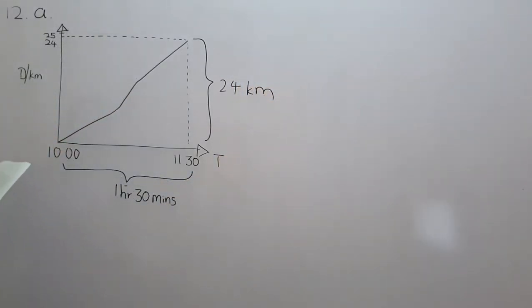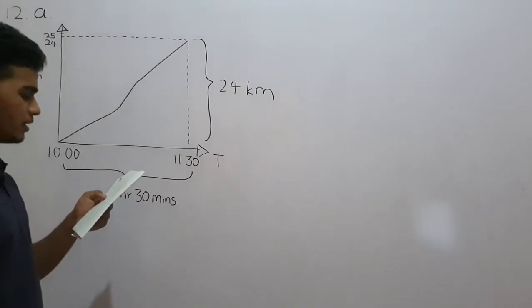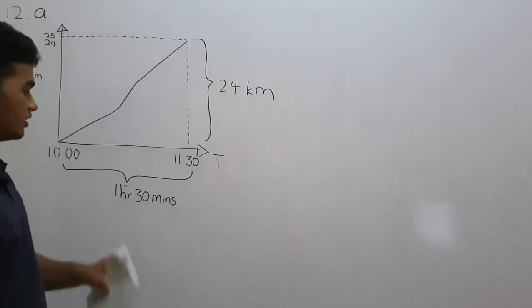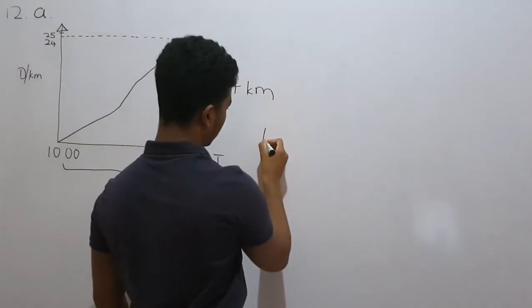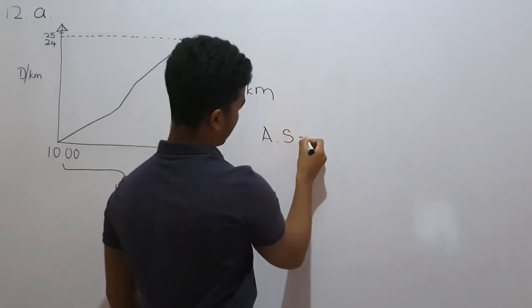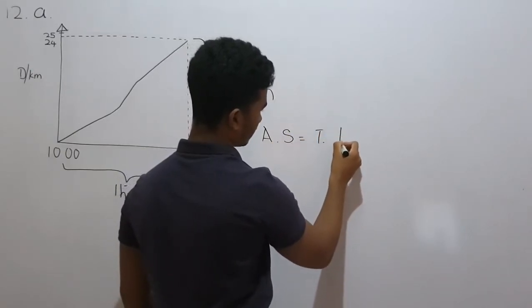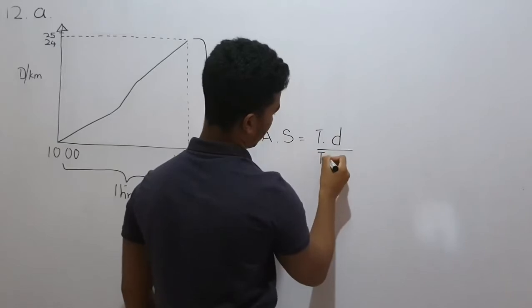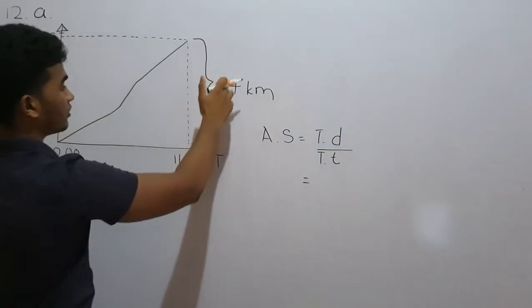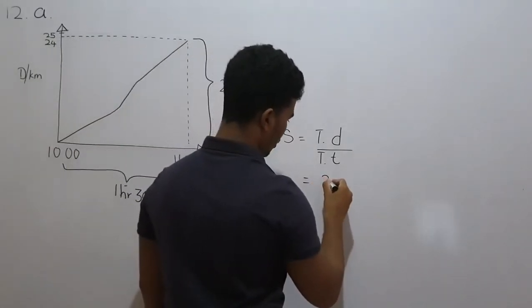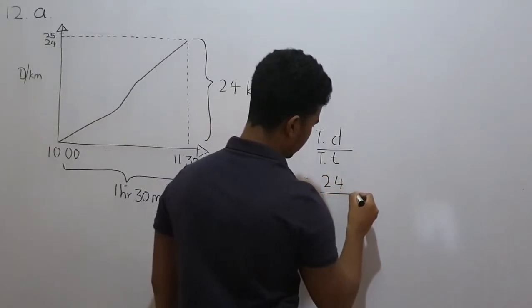So part A was to calculate Lara's average speed in kilometers per hour for the whole journey. To calculate the average speed equals total distance divided by total time taken. So the total distance we know is 24 kilometers.